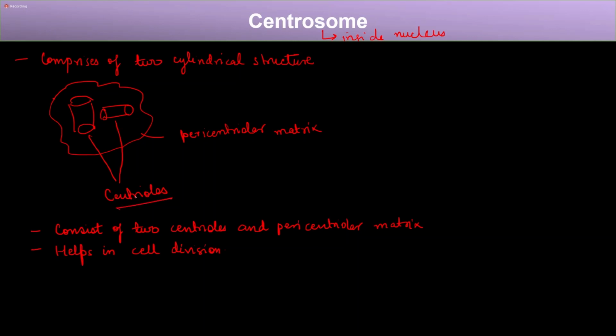So now let's see the structure of a centriole. The structure of a centriole looks something like this. First of all, this centriole is also made up of microtubules. And in this case, what is the arrangement of these microtubules? It is a 9+0 arrangement. In the case of cilia and flagella, it was 9+2 arrangement, but in this case, it is 9+0 arrangement. Why? Let's see.